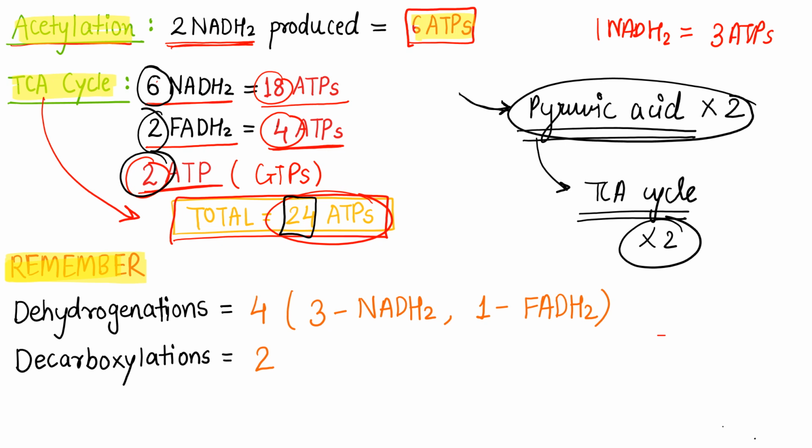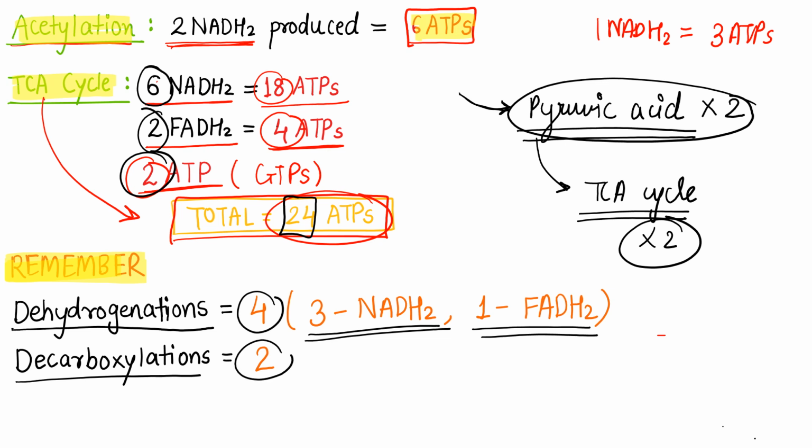Now remember, this can also be asked, how many dehydrogenations we saw? So 4. 3 of NADH2s and 1 of FADH2. And we saw 2 decarboxylations in the Krebs cycle. So these were some important points to remember in Krebs cycle or TCA cycle.